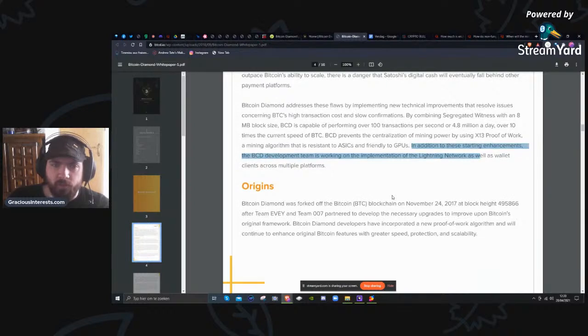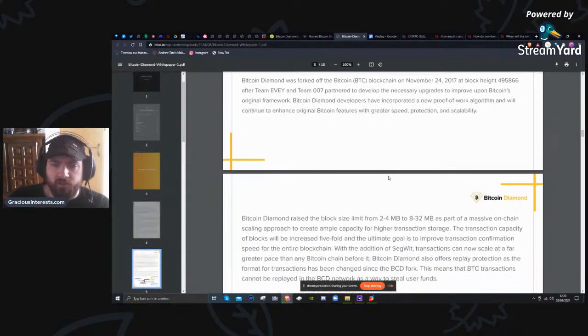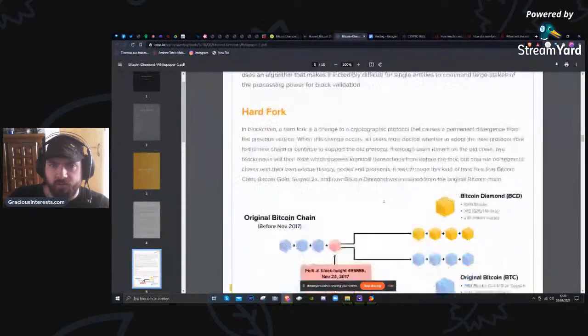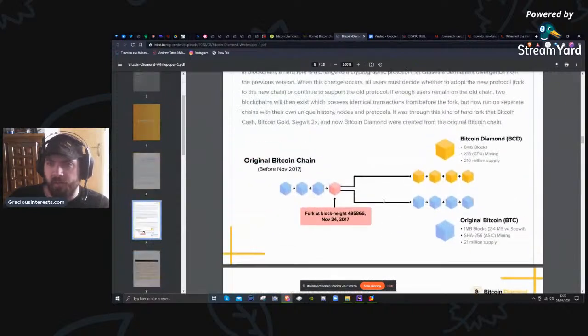So enchantments, blah blah blah. That's the fork which we read about. So here they give a visual representation of how it occurred. You also get, and I'm very grateful they included it here, the block size difference. Original Bitcoin has a 1 megabyte block size, and perhaps increased through SegWit to 2 to 4 megabytes. Bitcoin Diamond has blocks of 8 megabytes.